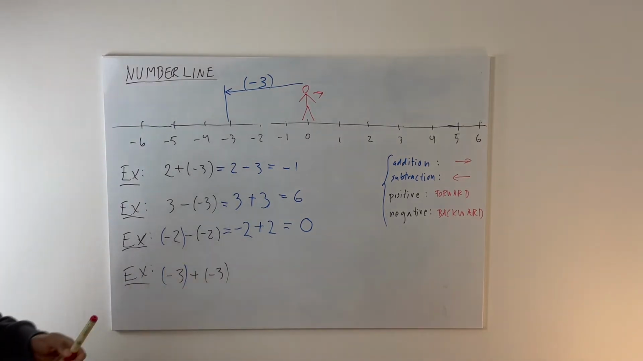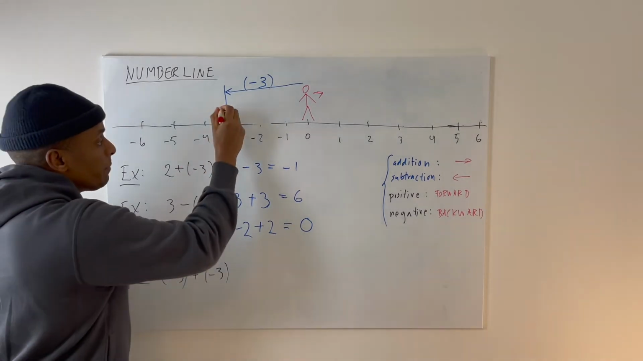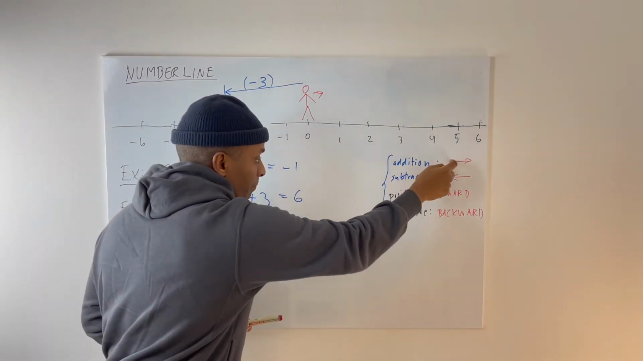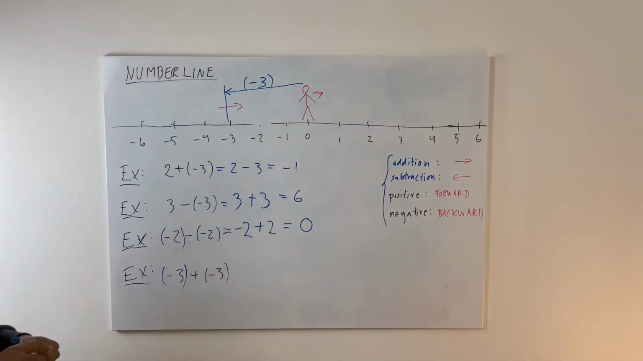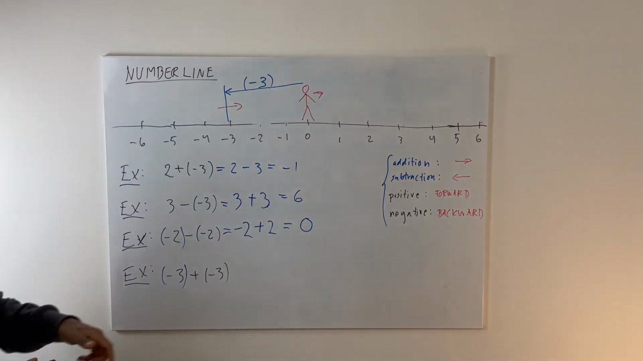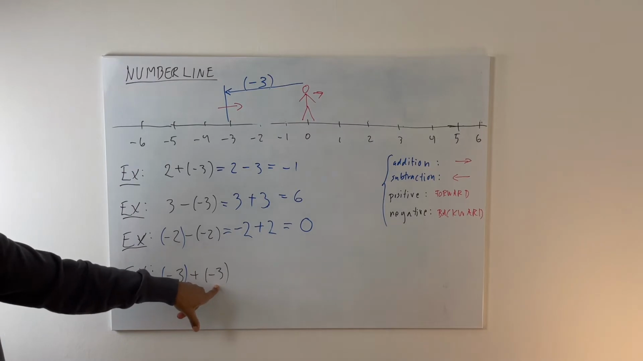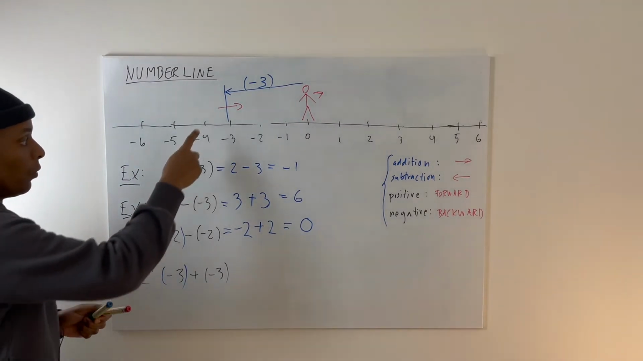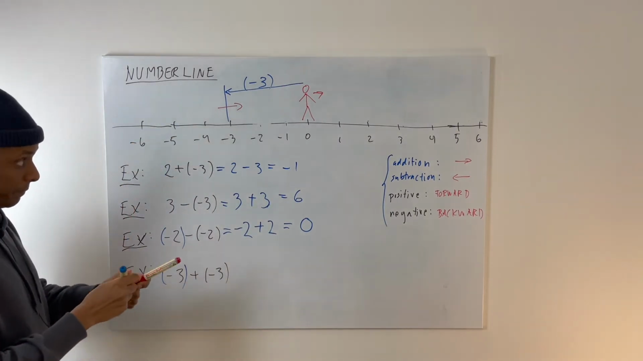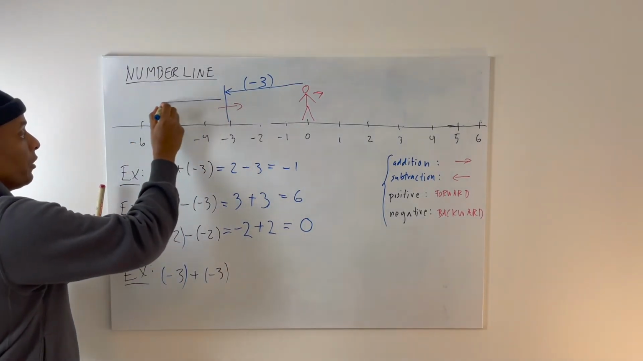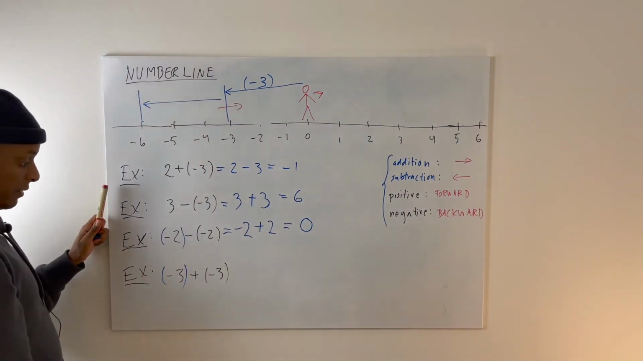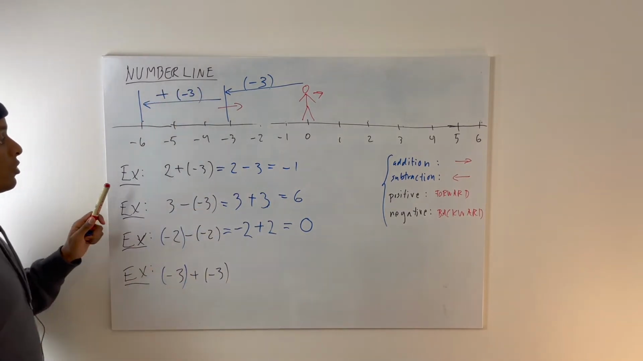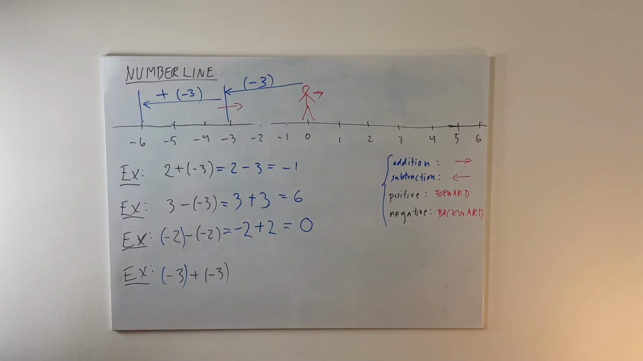Here's a plus sign. That means we're going to keep facing this way. Right? That's addition. But we're going to walk backwards because it's a negative number, 3 steps. 1, 2, 3. So this part here is plus negative 3. So now we're at negative 6.